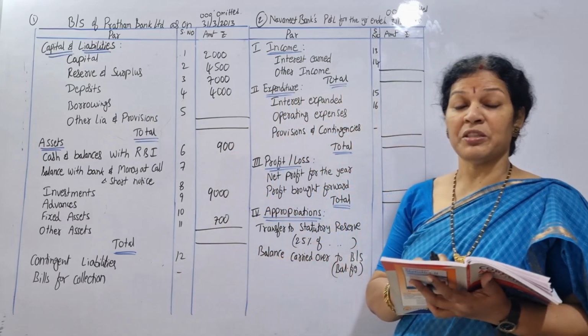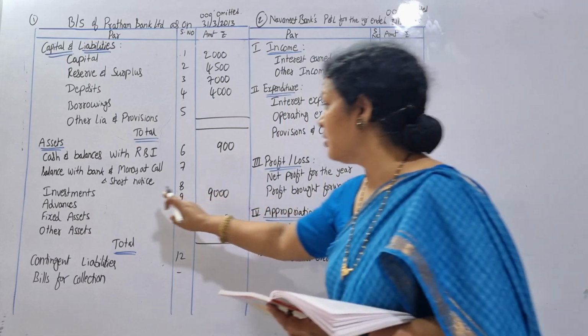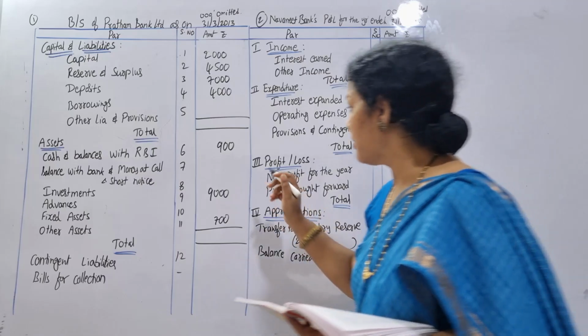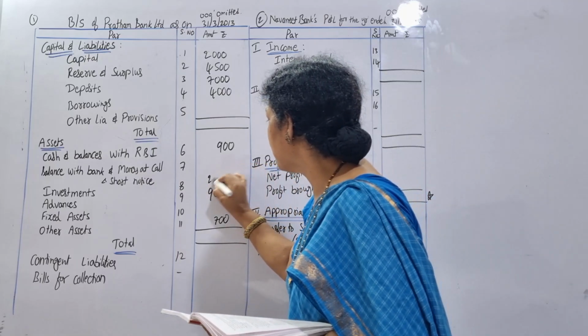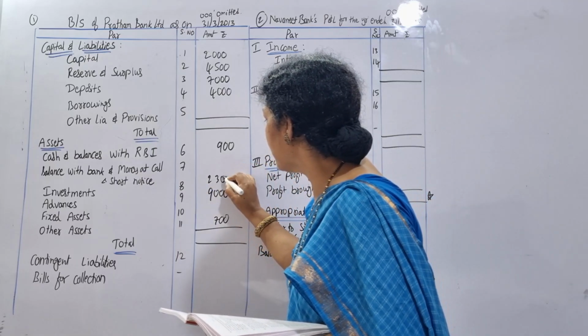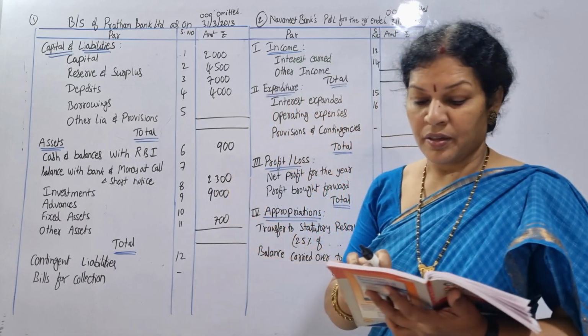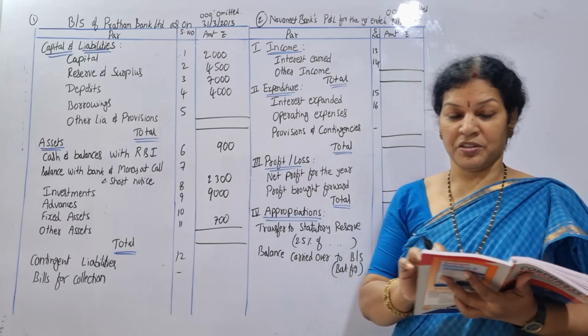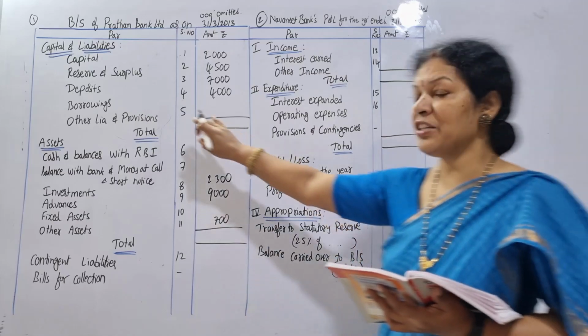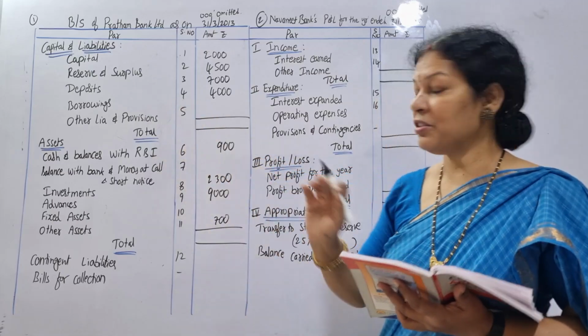Next, investments. Investments are 8th schedule. Here, 8th schedule, how much? 2300. After that, other liabilities and provisions. Other liabilities and provisions are here, last schedule, 5th one. How much is it there? 500.